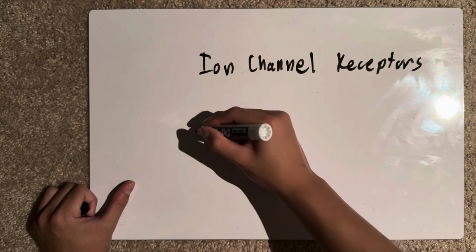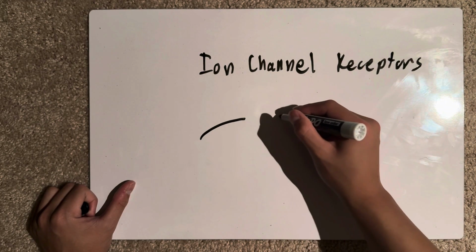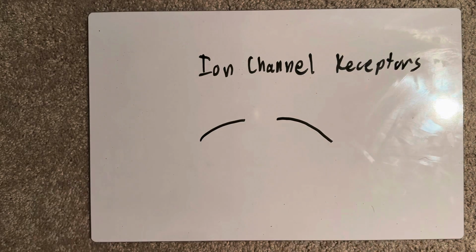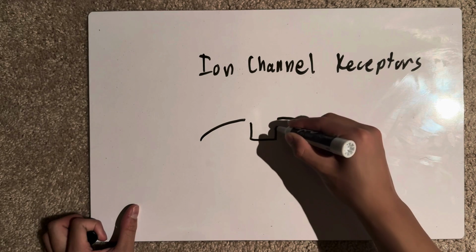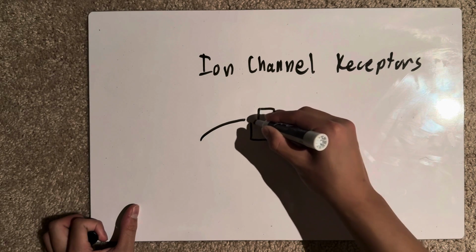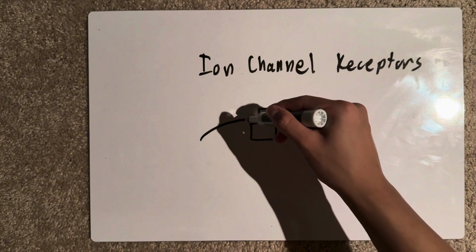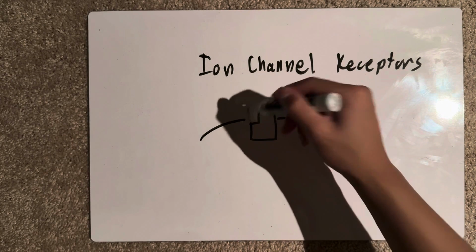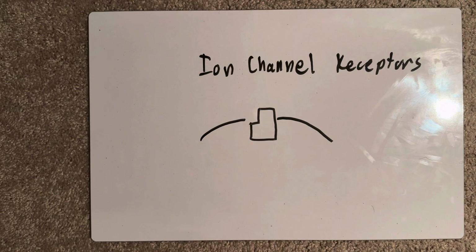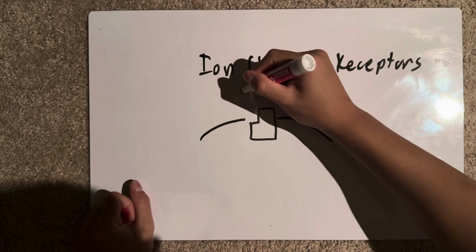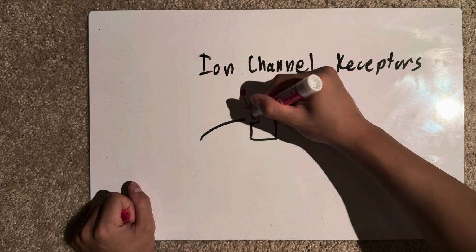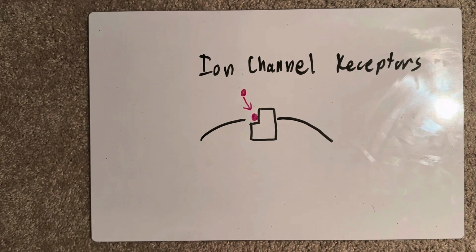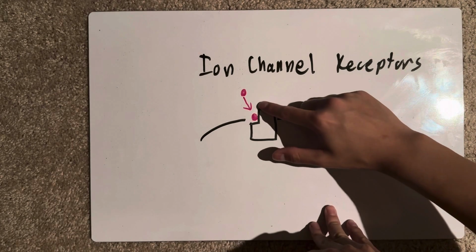So let's say we had a cell membrane. There would be a protein right here. And this is where the ligand would bind to the site. So here's our ligand. It would bind to the site like that. And whenever it binds, it opens a gate.